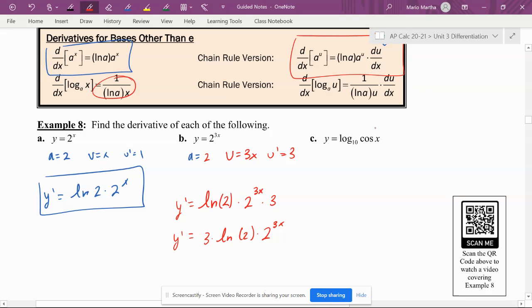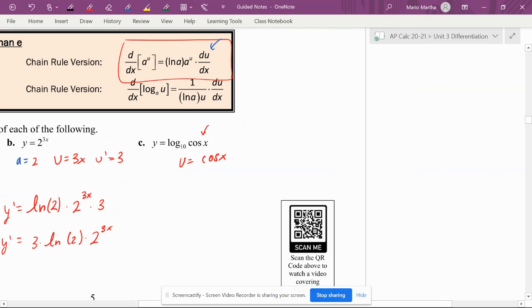And then in this case, we do have an internal function. Right here, u is equal to cosine of x. So you got to be careful with that. All right, so using that formula up there, pretty much we just have to find a couple of things and then substitute. So u prime equals negative sine of x. And then a here is your base, that would be positive 10. And then we already said u is equal to cosine of x.